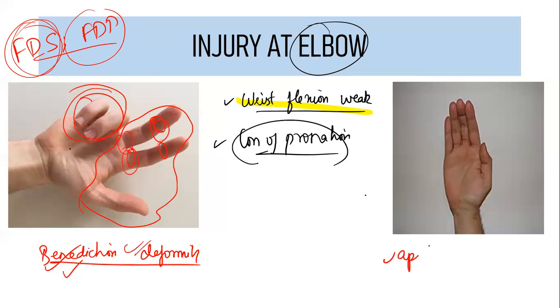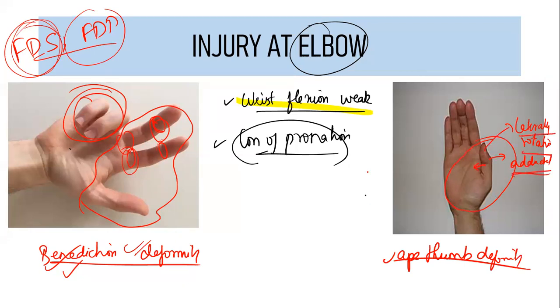Next one is something called ape-thumb deformity. The hand looks similar to that of an ape. Just observe this picture. If you see what happens to the thumb, it is laterally rotated. Just observe the picture, it is laterally rotated. It is facing laterally, and it is adducted. So ape-thumb deformity is characterized by lateral rotation of the thumb along with adduction of the thumb.